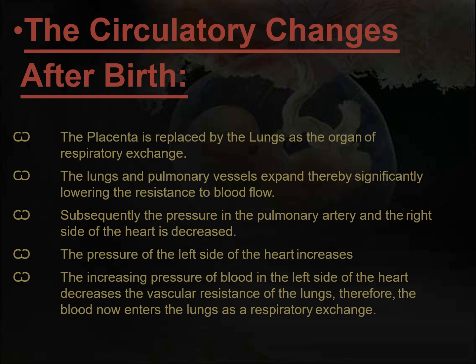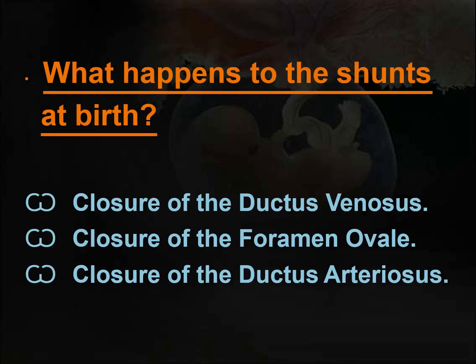So subsequently the pressure inside the pulmonary artery and the right side of the heart will decrease, and at the same time, when the blood goes to the lungs through the pulmonary artery, it will come back to the left atrium. So inside the left side of the heart, pressure will increase. So this is the pressure change which is happening. Now let us see what is happening to the shunts. The ductus venosus will close, the foramen ovale also will get closed, and the ductus arteriosus also will get closed.